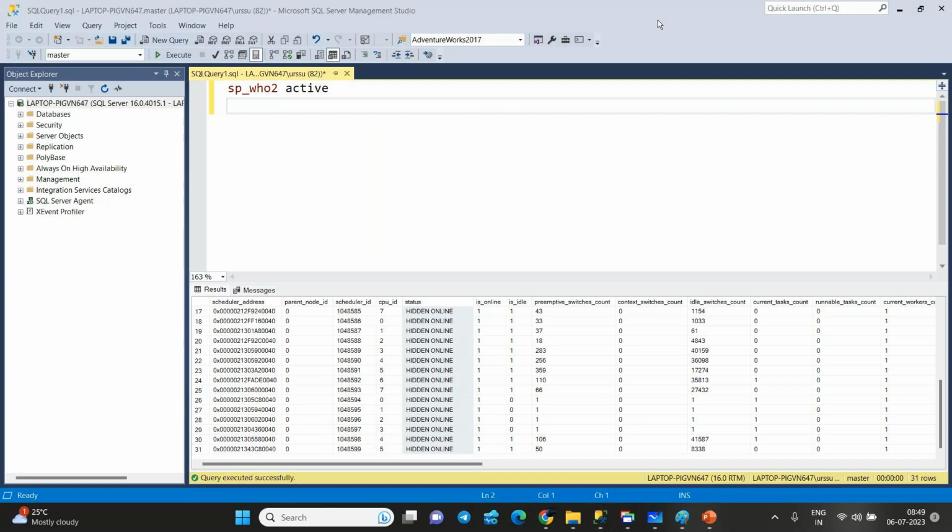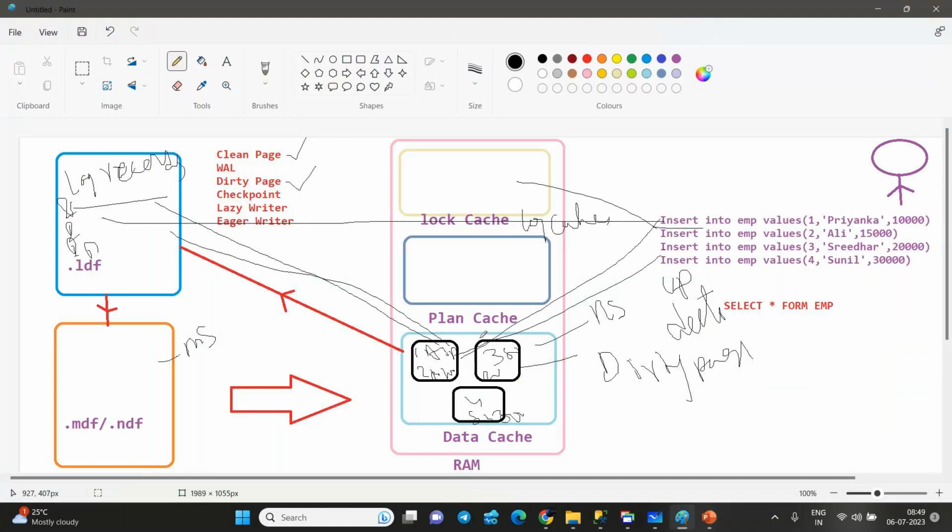Okay, everyone clear about the clean page, WAL concept, and dirty page? These first three concepts are very important. Any questions? Okay, if no questions, let's move on.